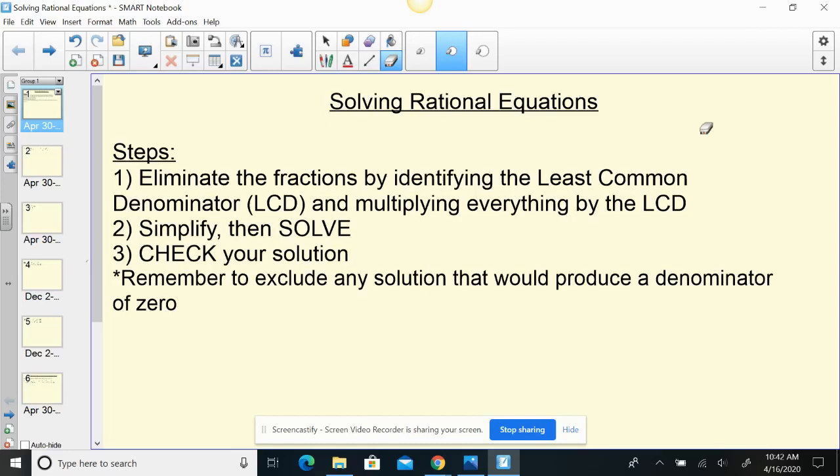Hey guys, so today we're going to start solving rational equations. I just want to let you know I am so proud of the work that I'm seeing from you guys. You did a great job simplifying rational expressions. Today is going to build off of that.